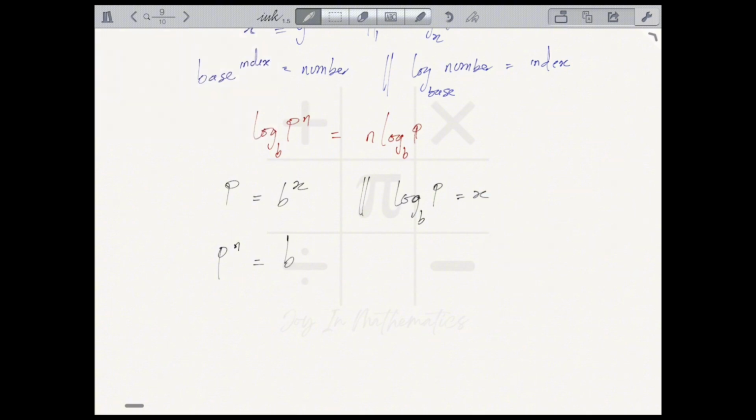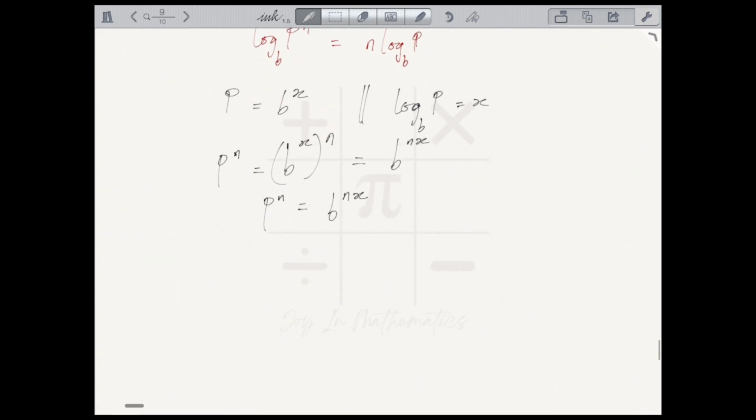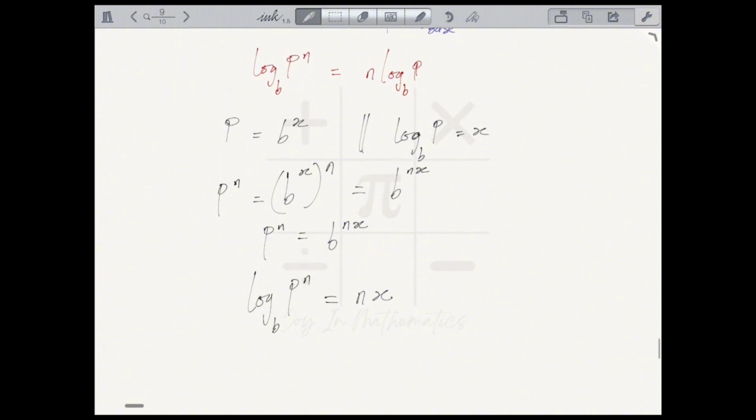Therefore, we are saying that b raised to the power of x, all raised to the power of n, will result in b raised to the power of nx, n being the multiplier. Now, if p raised to the power of n is equal to b raised to the power of nx, then if we convert this back to our logarithm form, we realize that log of p raised to the power of n to base b is equal to nx. Now we have been able to establish the right hand side.